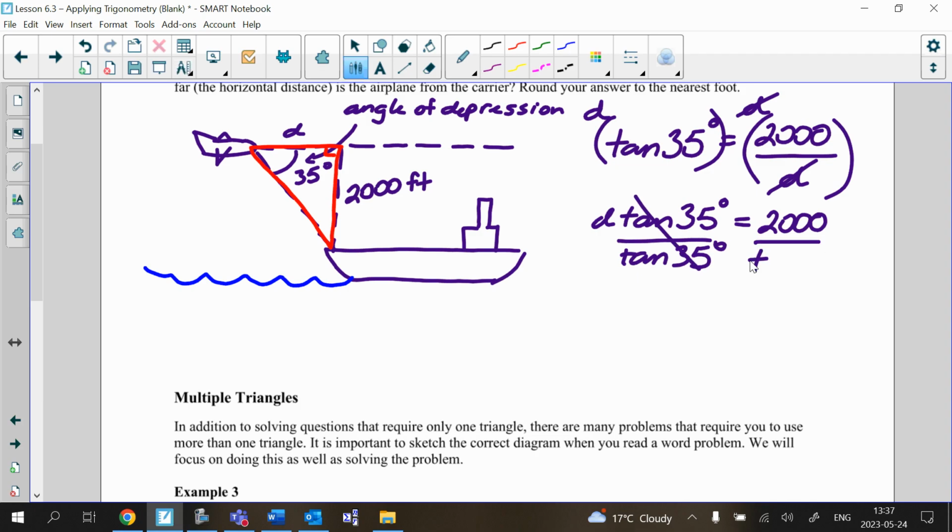So to find D on my calculator, I have to do 2,000 divided by the tan of 35. So 2,000 divided by tan 35, to the nearest foot, will give me approximately 2,856 feet.